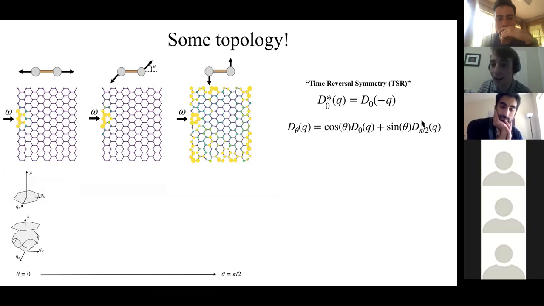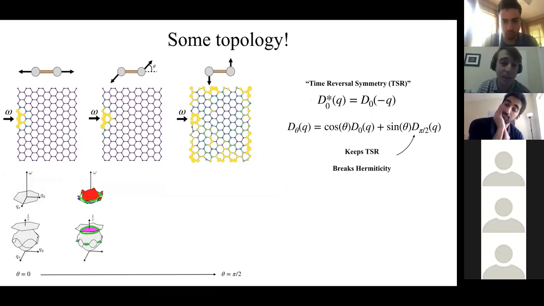And you might think, okay, obviously this perturbation we're adding must break the time reversal symmetry, but it actually doesn't, right? The displacements and forces are still real. So we keep this naive interpretation of time reversal symmetry. Instead, we're going to break hermiticity.